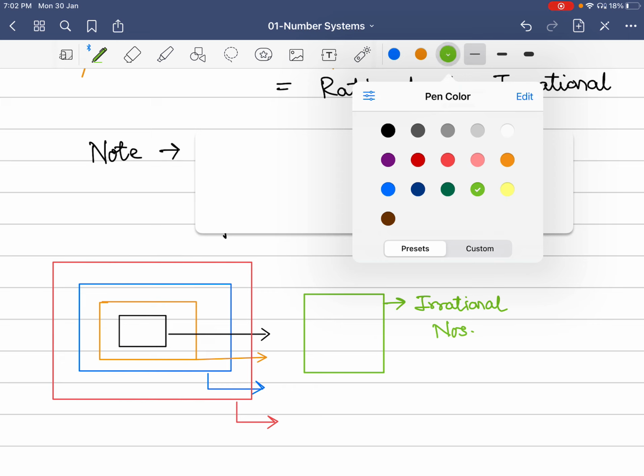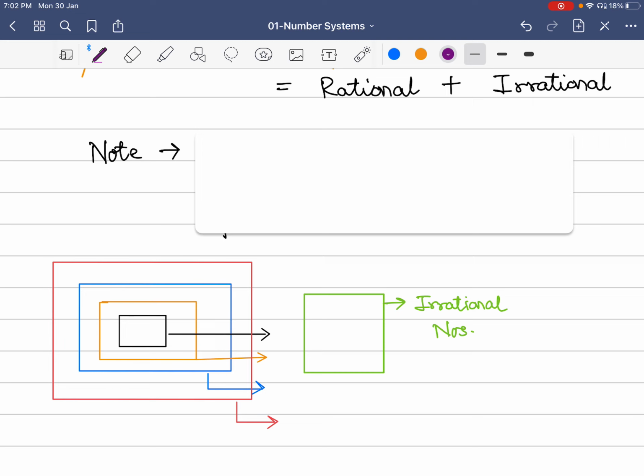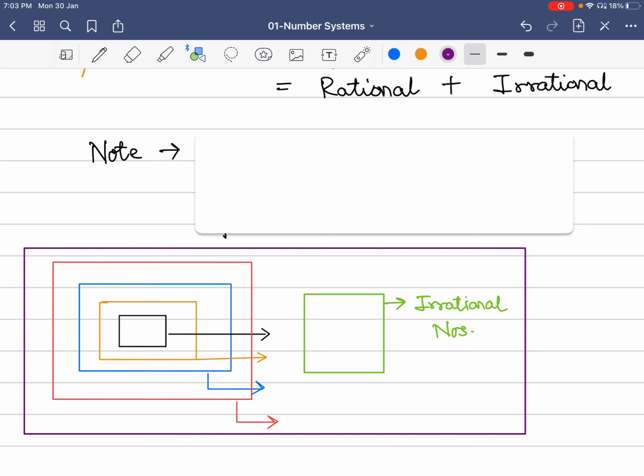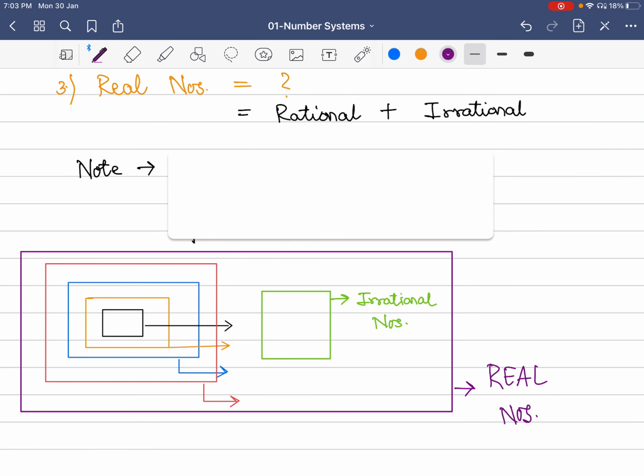Again, this is a different color, let's go for violet. So this bigger box of real numbers will be like this, and, very important, these are my real numbers. Let's zoom out. Once again, just to go through the definition of real numbers: real numbers are the set of both rational and irrational numbers.